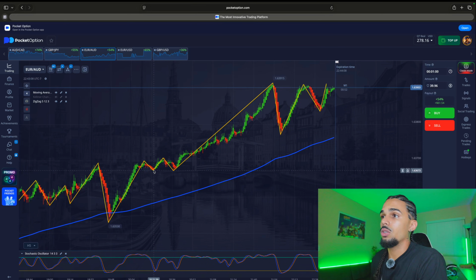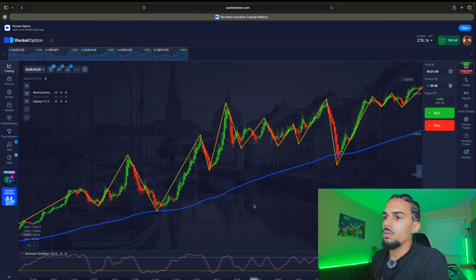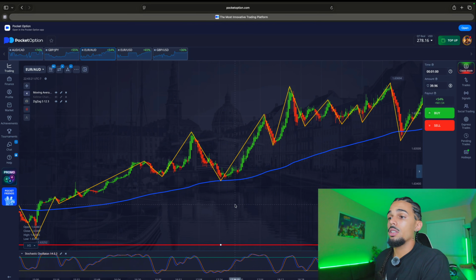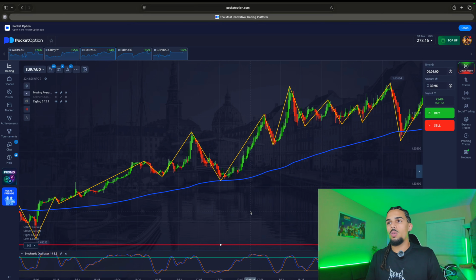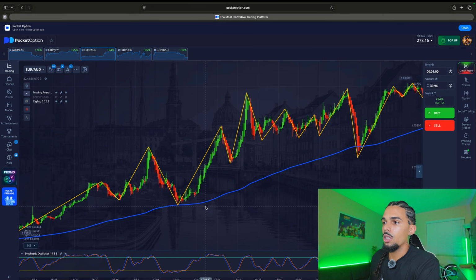So as you see right here, this small consolidation is this right here, and then it made its way back up into this uptrend. Now, what else does the stochastic tell us? The stochastic tells us when price is either going to reverse or continue to go in the direction of the trend. How can we tell that? What did I say before? The stochastic wants to be in the middle.